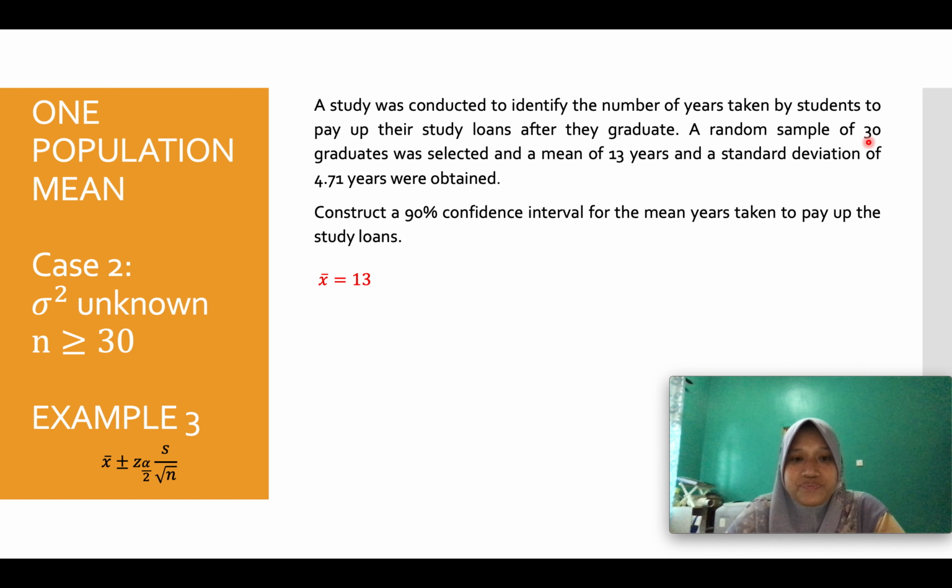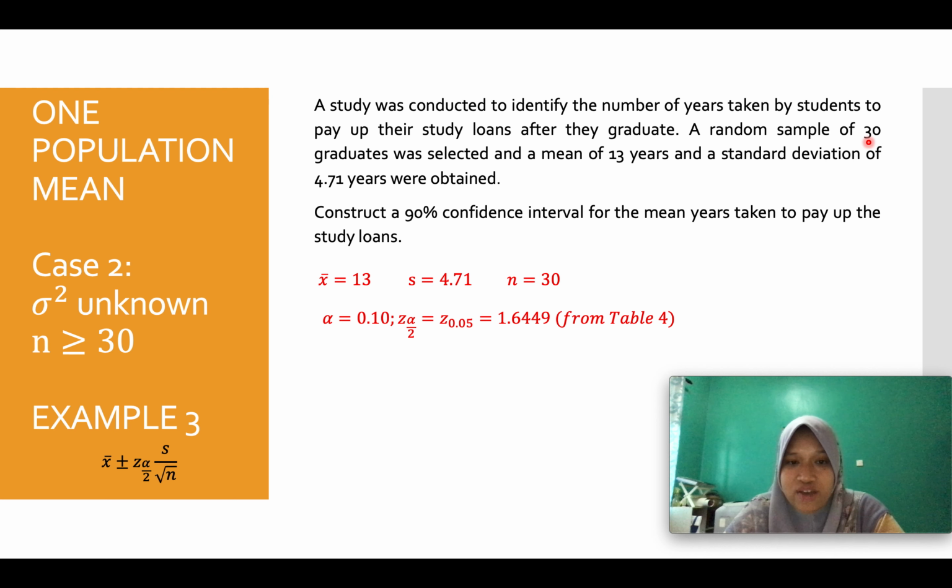Okay, so we summarize. We have x bar equals 13, sample standard deviation equals 4.71 and n equals 30. Alpha is 0.1, 1 minus 0.9, we have 0.1. So z alpha over 2, z 0.1 divided by 2 is z 0.05. So we get the value 1.6449, referring to table number 4.